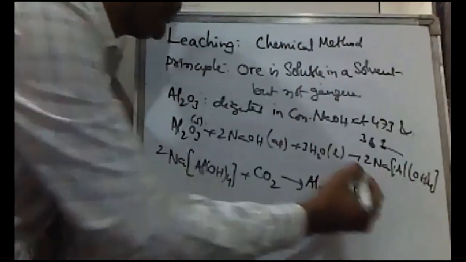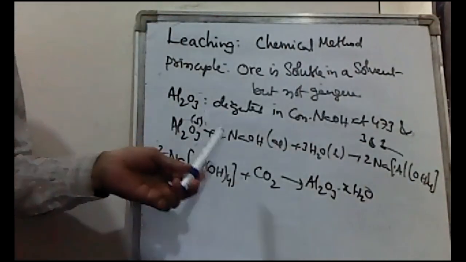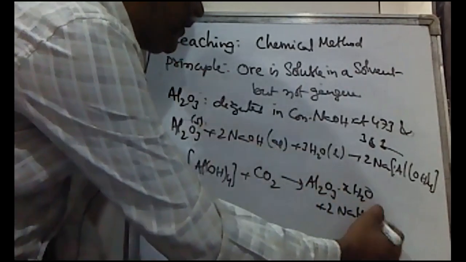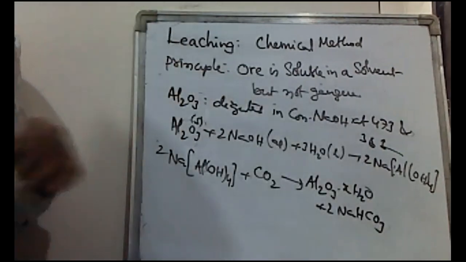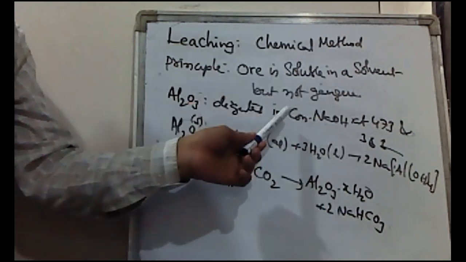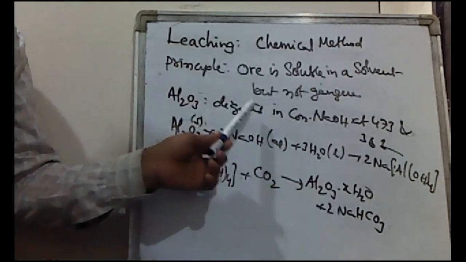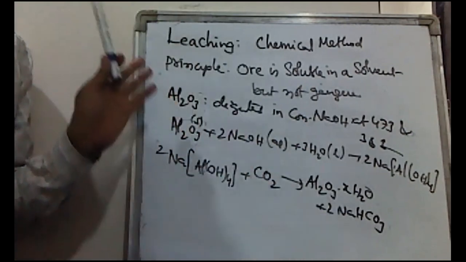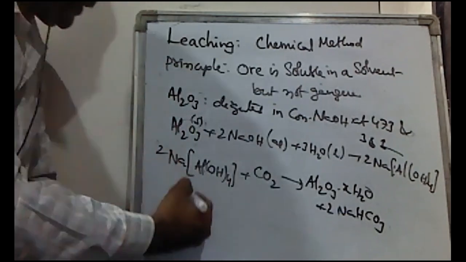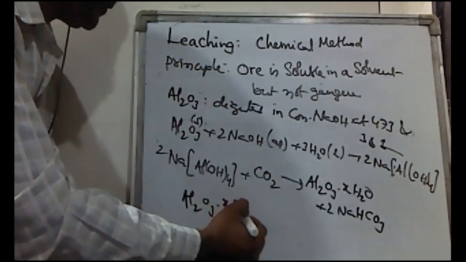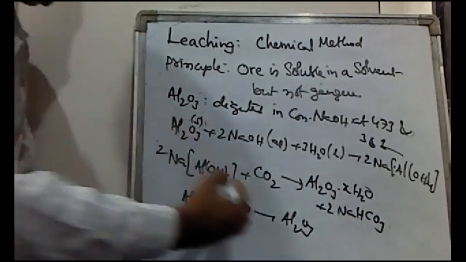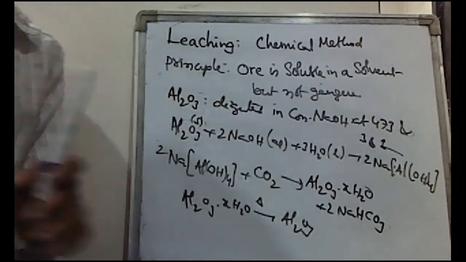hydrated alumina. Whatever I previously told, silicon oxide is also digested as sodium silicate, but it is present in the solution only. And this hydrated alumina is dried, and once it is heated, you will get anhydrous alumina.